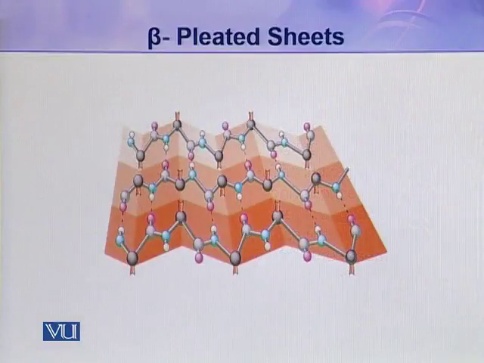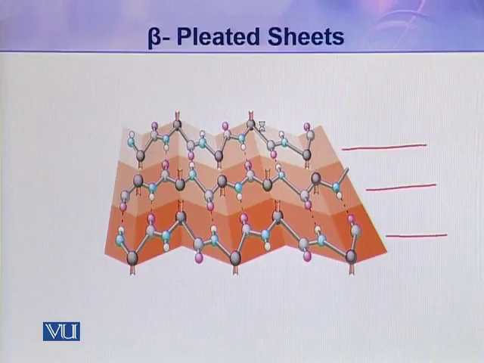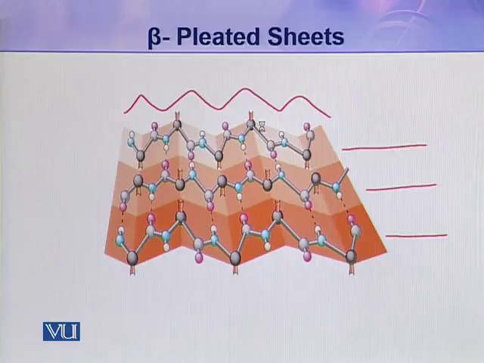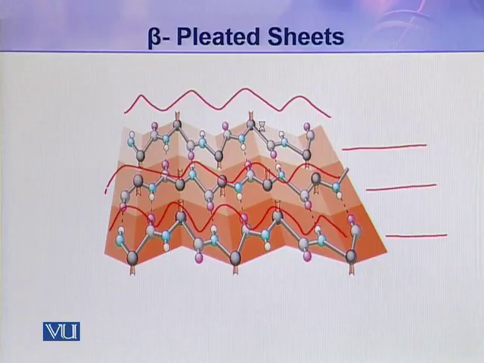So here you can see three polypeptide chains, 1, 2, 3, and these three chains are arranged in a zigzag manner. When these three zigzag chains are arranged side by side, they make a sheet. And in this sheet, you can see these are the pleats. So this is called a beta pleated sheet, in which the chains are arranged side by side.